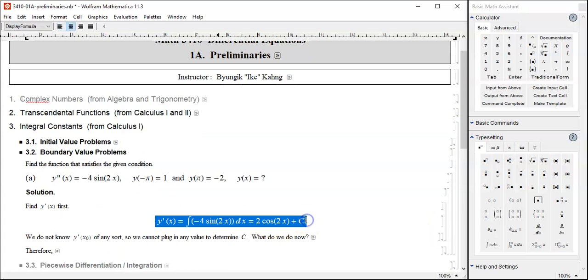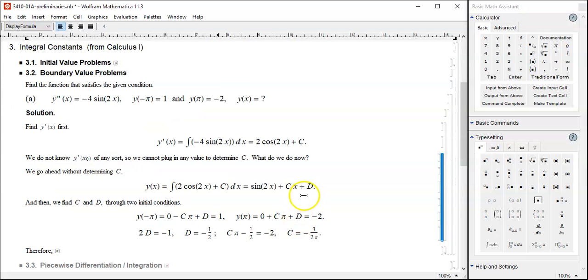calculate the first derivative by taking the antiderivative, but I cannot determine c because I don't have any y prime to plug in. So what do we do now? Well, what choice do we have? Just leave it as c and then take another antiderivative, because I don't have anything to plug in. So okay, take another antiderivative computation, and then another integral constant follows. We have cx plus d. Okay, alright.